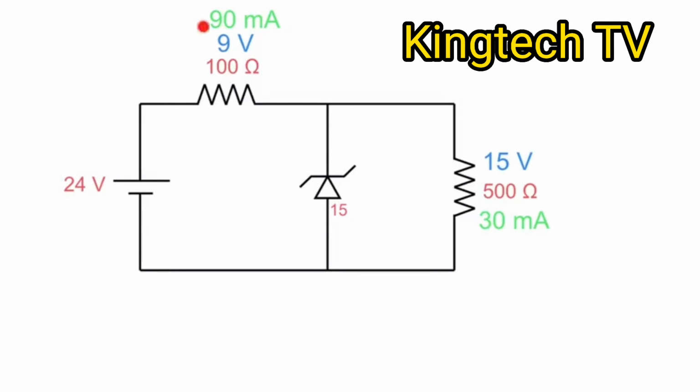Well, if up here I have 90 milliamps and there's a node here, I have 30 milliamps going from this node and suddenly it becomes 90. That means that across this Zener, I must have 60 milliamps flowing.